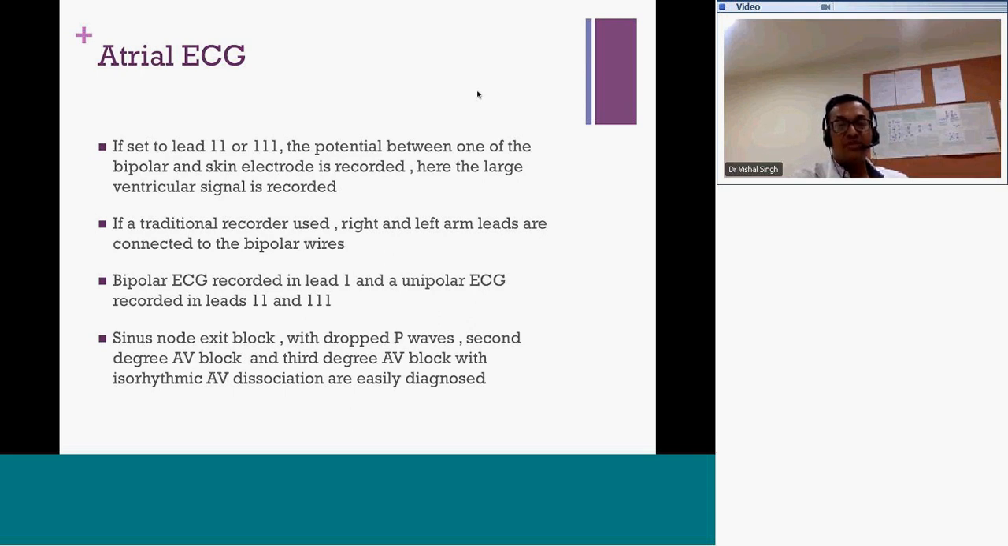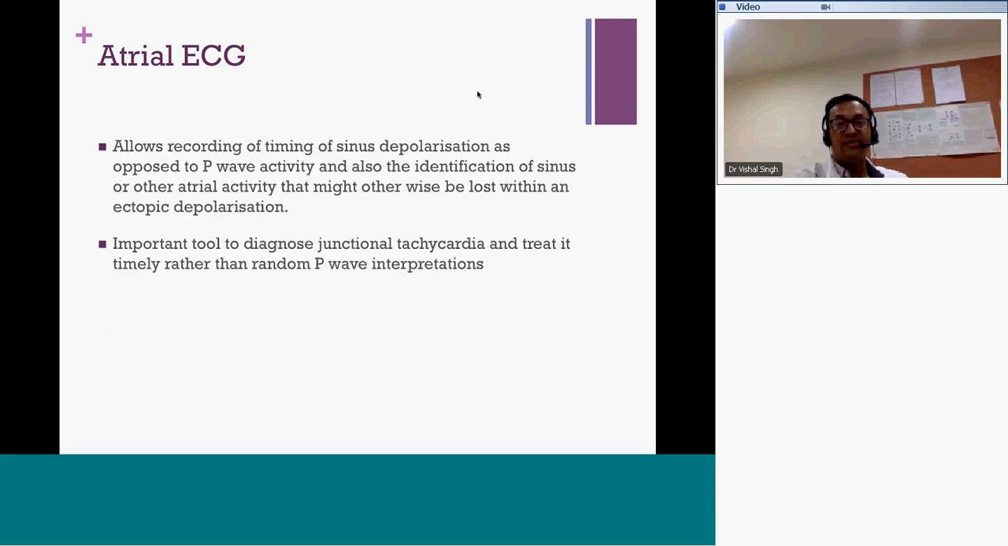Most often you can diagnose in patients where the P waves are dropped in between, your second degree AV block, or isorhythmic dissociation; they can be easily diagnosed. Now, it allows recording of timing of sinus depolarization, as opposed to P wave activity, and also the identification of sinus or other atrial activity that might otherwise be lost within an ectopic depolarization. So, a very important tool to differentiate junctional tachycardia, because the treatment of junctional tachycardia is different from sinus tachycardia. JET is something which you encounter so commonly.